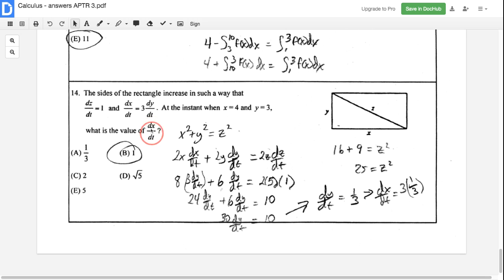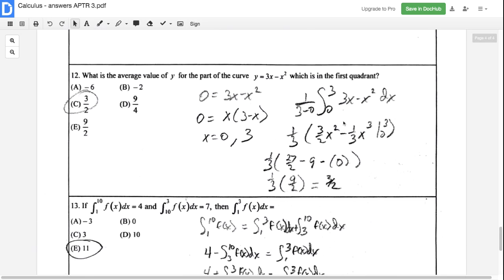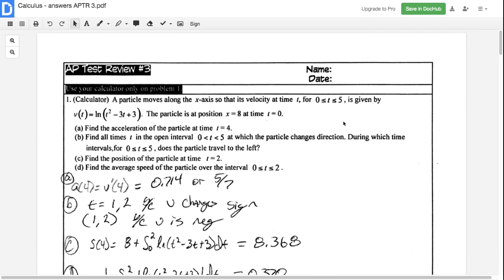Problem is, it wants to know what dx dt is. Well, we know that dx dt is equal to 3 times dy dt. So 3 times dy dt, which I just found out is 1/3. 3 times 1/3 gives me 1. And that is the answers for AP Test Review number 3.